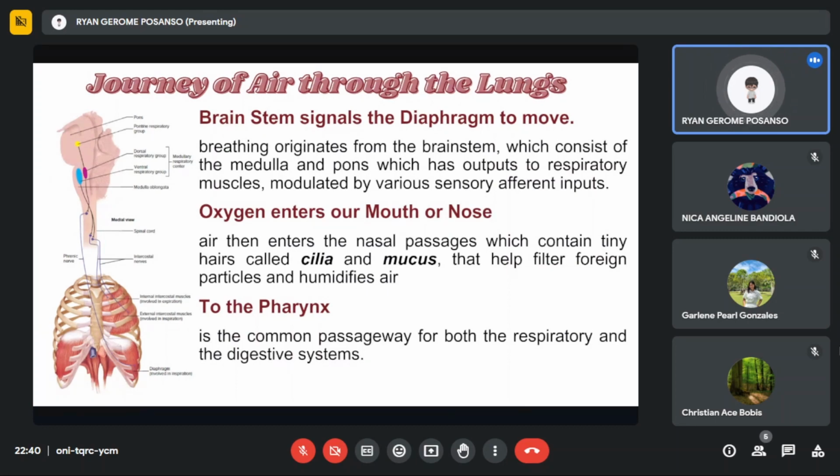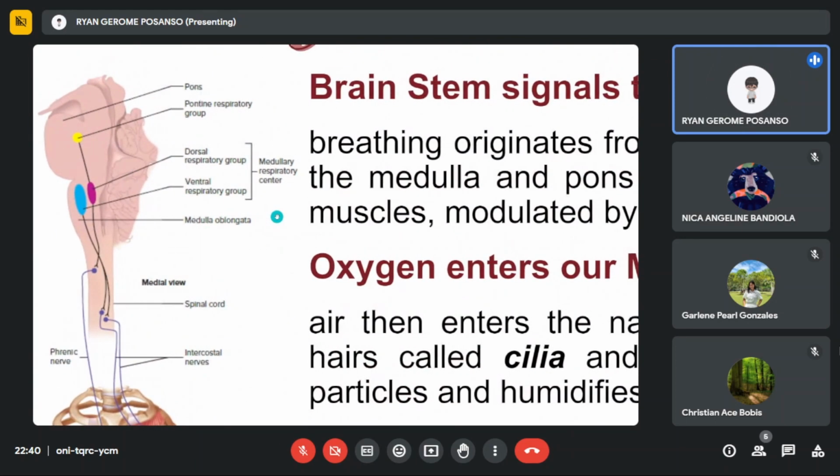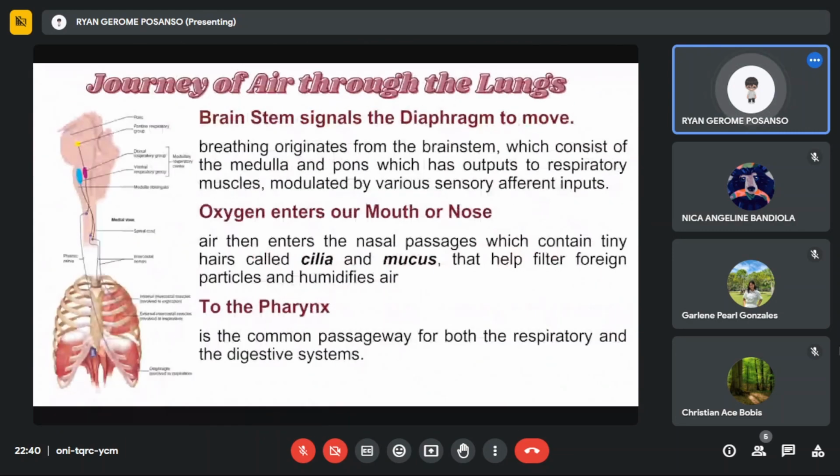Breathing originates from the brainstem, which I have said before consists of the medulla and the pons, as we can see here. It sends outputs to the respiratory muscles, modulated by various sensory afferent inputs. Next, when the diaphragm moves, the air enters our mouth or nose. We cannot simultaneously breathe in through our nose and mouth, so we choose where we breathe, involuntarily or voluntarily.